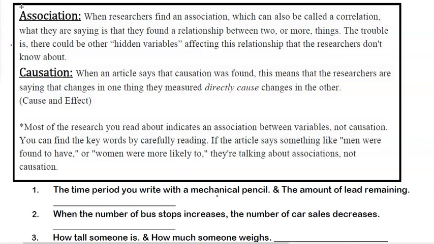The time period where you write with a mechanical pencil and the amount of lead remaining. This would be a causation. We're assuming that you're writing with that mechanical pencil during this duration, and of course when we write with the pencil, the amount of graphite is going to reduce. So the cause is use pencil. Effect is lead gets used up.